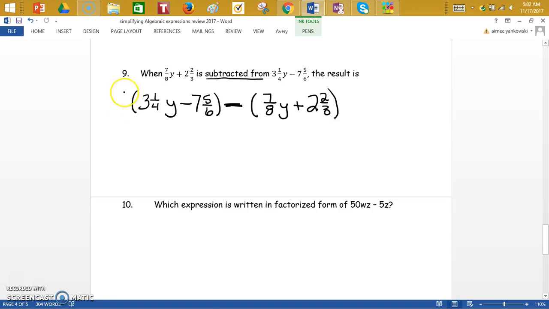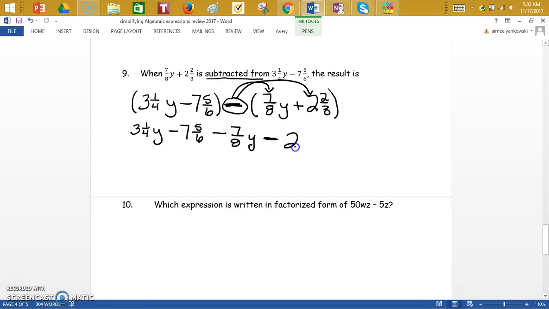First set of parentheses, you can think of a 1 out in front of that if you want. Distribute a 1 through. I can just drop those parentheses. 3 1/4 y minus 7 5/6. Now I have to distribute the negative through the second set of parentheses. It's going to change the sign of each term within. So this becomes minus 7/8 y. This here, minus a positive. What's minus a positive? Minus a positive becomes a negative. 2 2/3. You can think of it as minus 2 2/3.